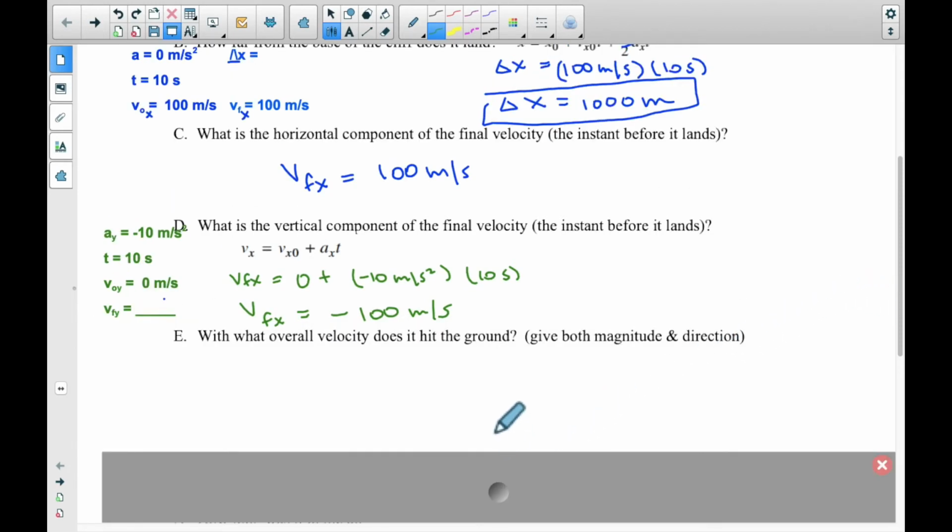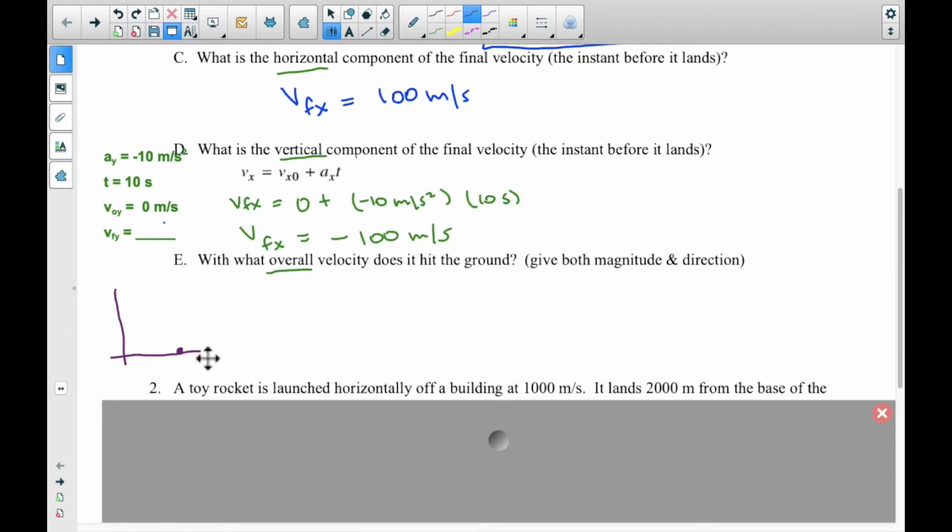Okay, so now we get to part E, which is asking for the overall velocity, because part C asks for horizontal, part D asks for vertical. Now we need to put those together. How do we put those together? With vector addition. So if we go back to our diagram, for the overall velocity, we know that there is an x component of the velocity and there is a y component of the velocity. To use vector addition, which is what we need to do, we need to put these tip to tail, right? So we need to move it over here just so we have it tip to tail. And now what we're going to look at is the resultant vector, which is over here.